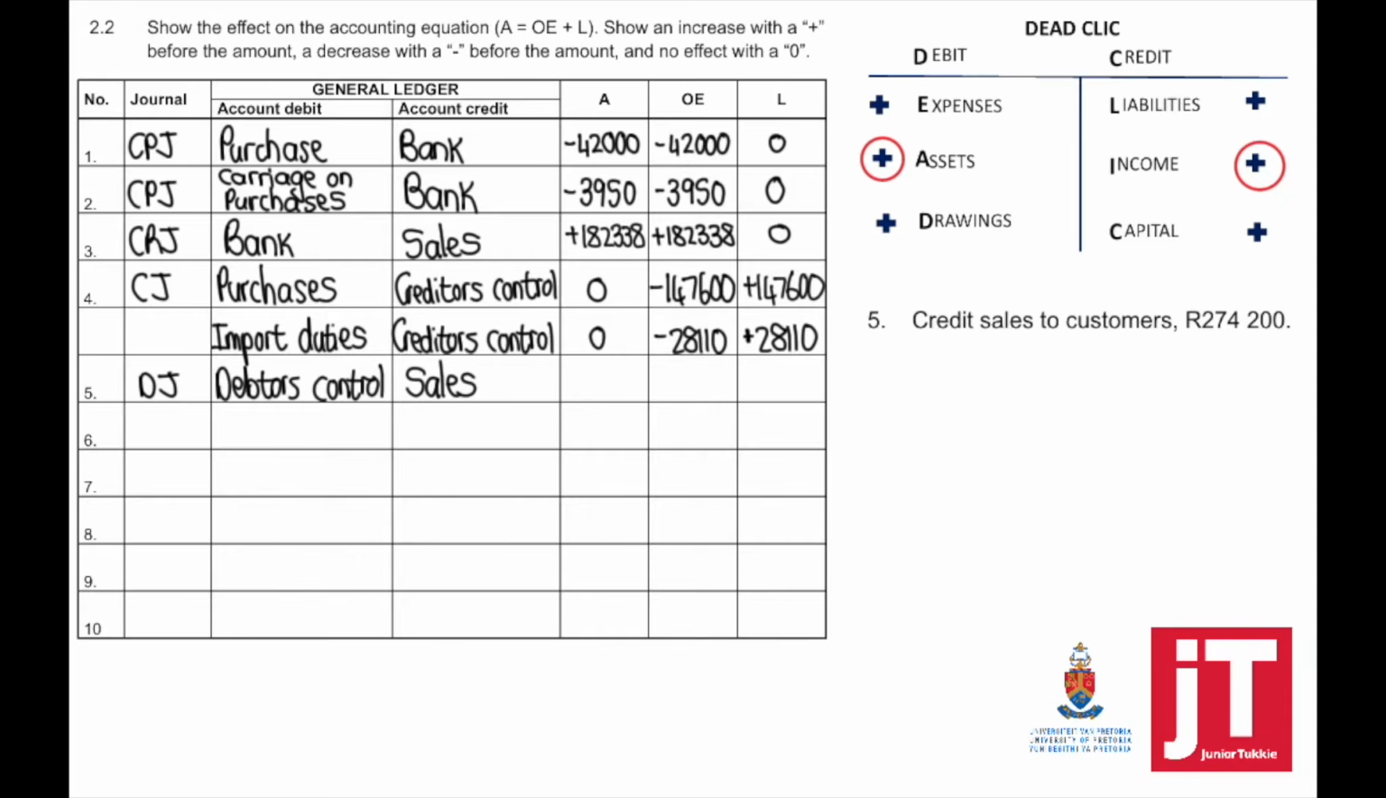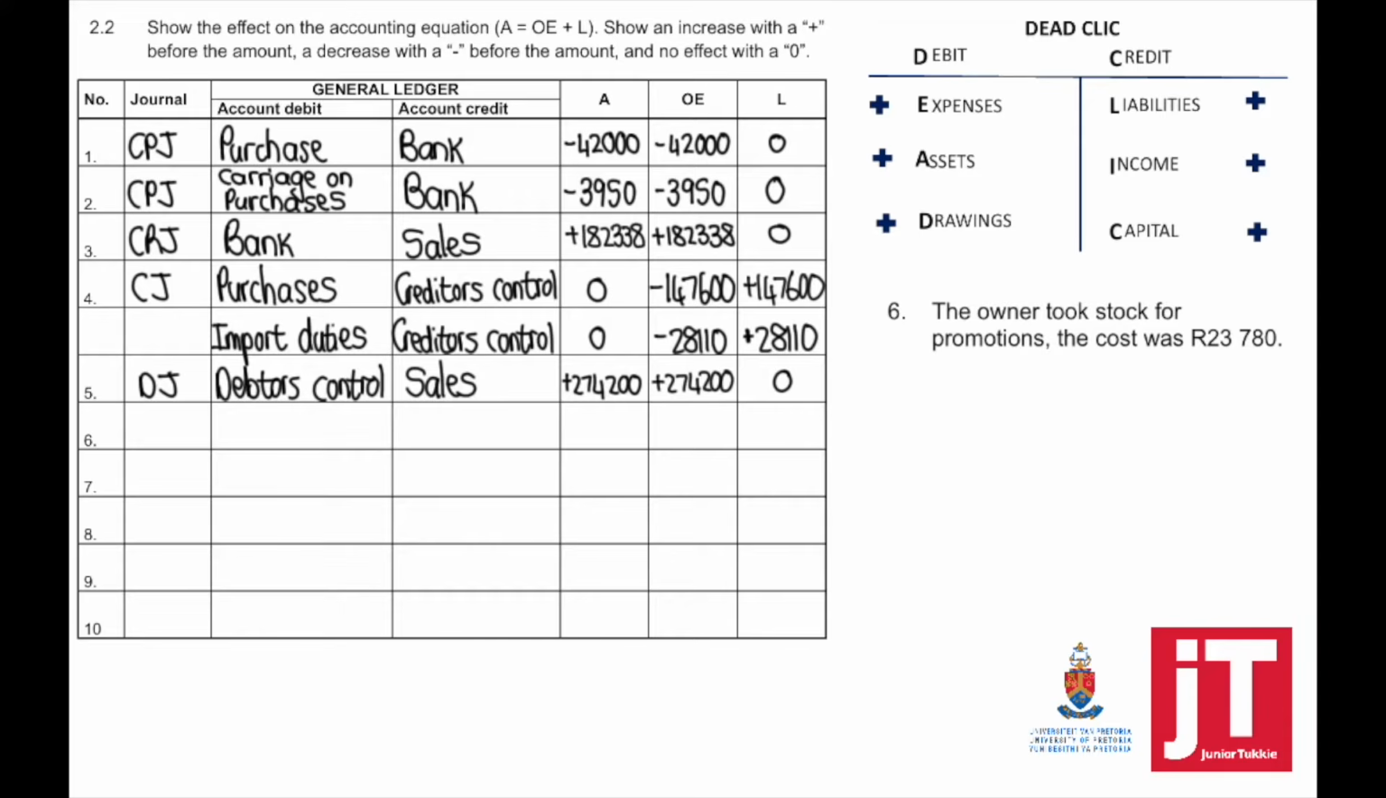Debtors control is regarded as an asset, so plus. Income will be plus, which means it will have a positive effect on the owner's equity. There's no cost of sales in a periodic inventory system. It will only be calculated later on.